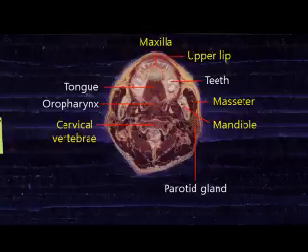At the rear of the masseter is the parotid gland. Here, we cannot see the passage through which the saliva produced by the parotid gland passes to go into the oral cavity.